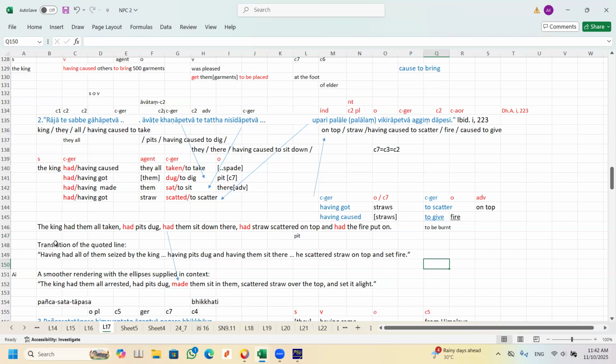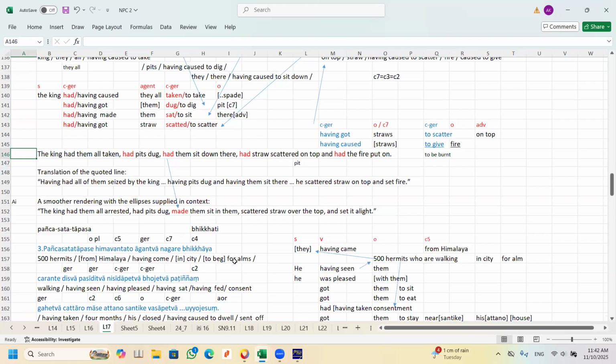Okay, that means this is terrible. Punishment is terrible. You see, first they get the prisoner to dig a pit, and then after that they ask them to sit down, and then they scatter the straw on top. Whether it's on top of their head or on top of the pit, we also don't know. But then after that, they set fire lah. Basically, they set fire lah.